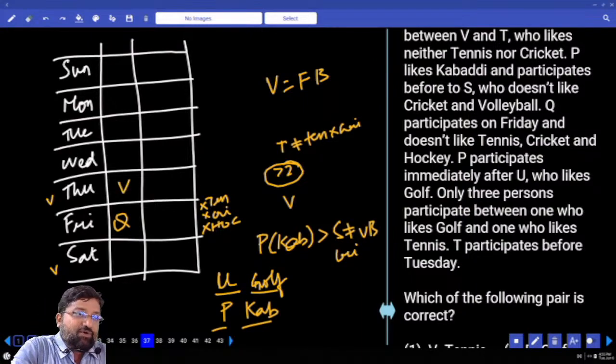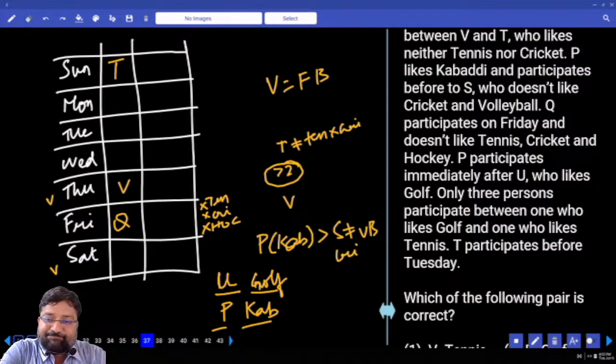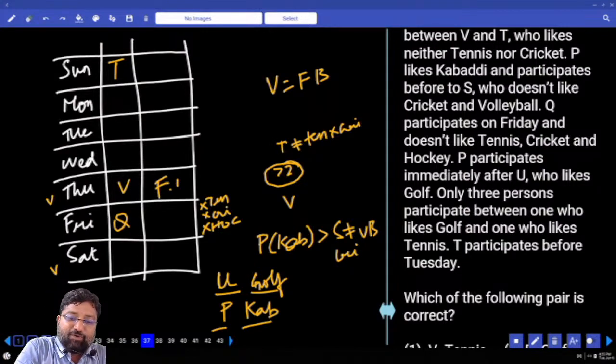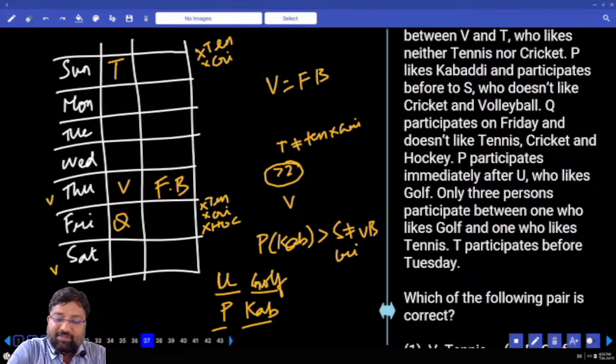First possibility, I'll go for V here. More than two means the minimum number should be 3. Then surely this is T. Next, what does V like? V likes football. T does not like tennis. T does not like cricket. U and golf, how many possibilities? U can be on Monday or U can be on Tuesday.